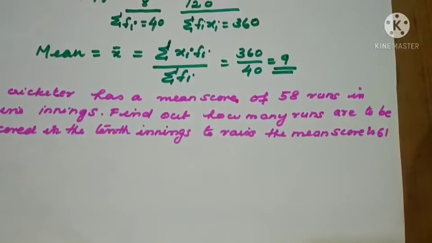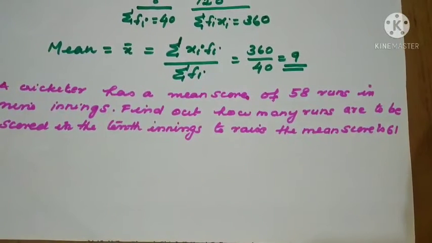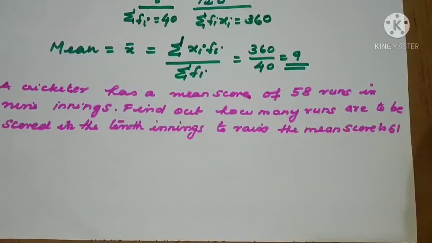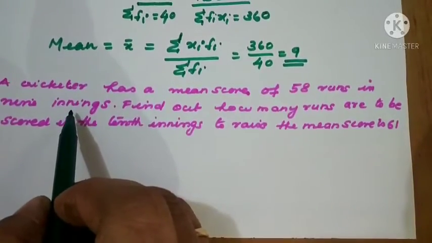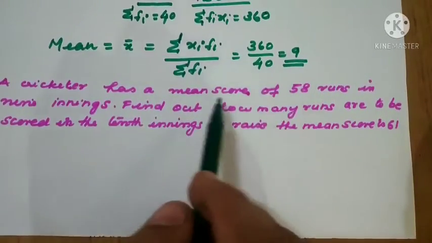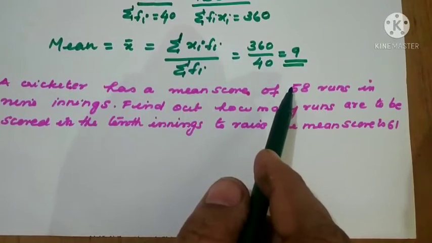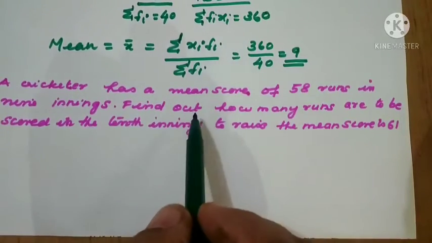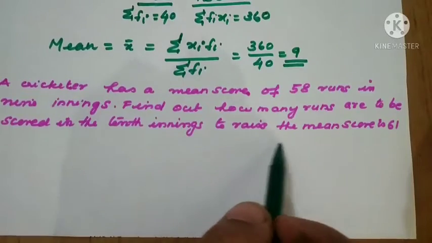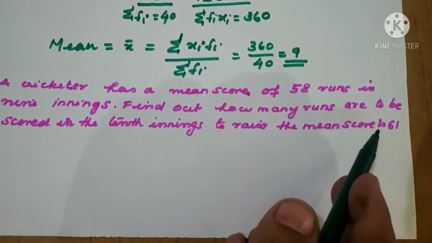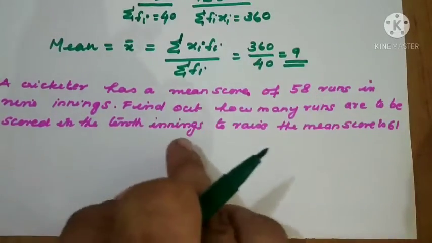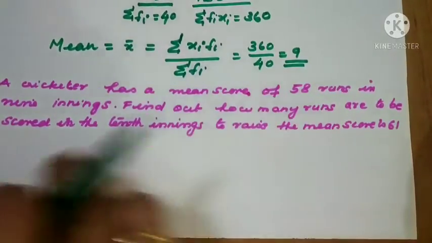A cricketer has a mean score of 58 runs in 9 innings. Find out how many runs are to be scored in the 10th innings to raise the mean score to 61. So from the 9 innings he got a mean equal to 58, and now they are saying suppose he plays a 10th innings, his mean score should be 61. Then what score is to be added to make it 61?